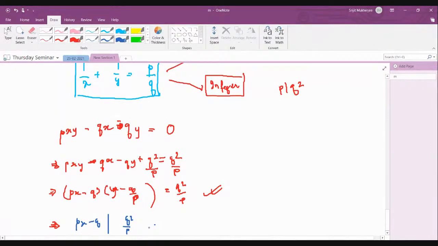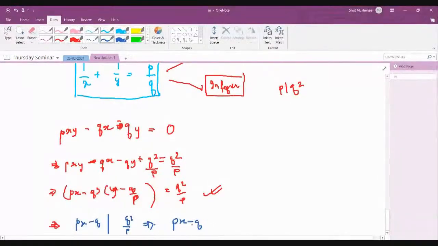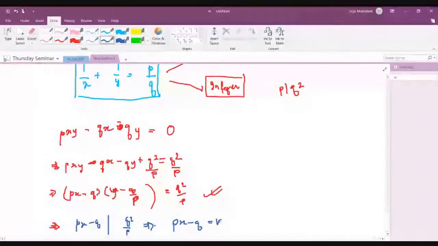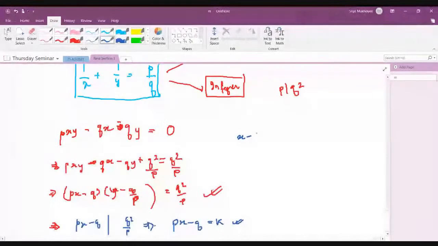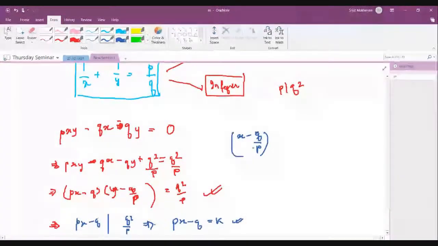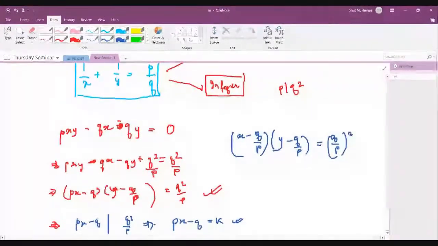Which is an integer, and therefore we get that Px minus Qy is some number, and we can get a rational solution from it. But let's say this doesn't divide, so we can also do it in the same manner. We get that (x minus q by p)(y minus q by p) is equal to (q by p) whole square. That is what we get over here, right?